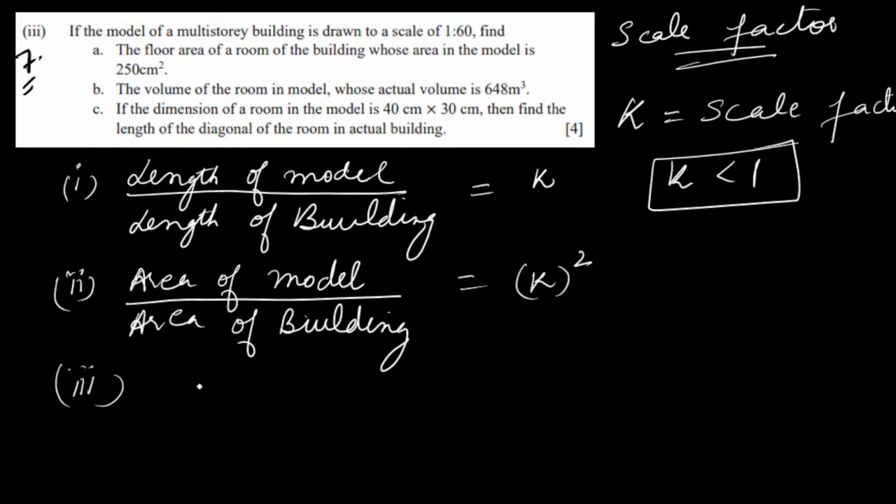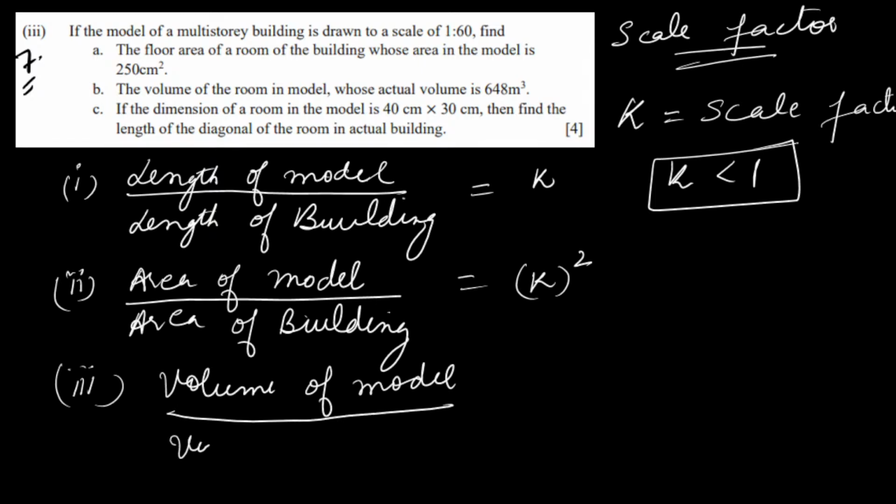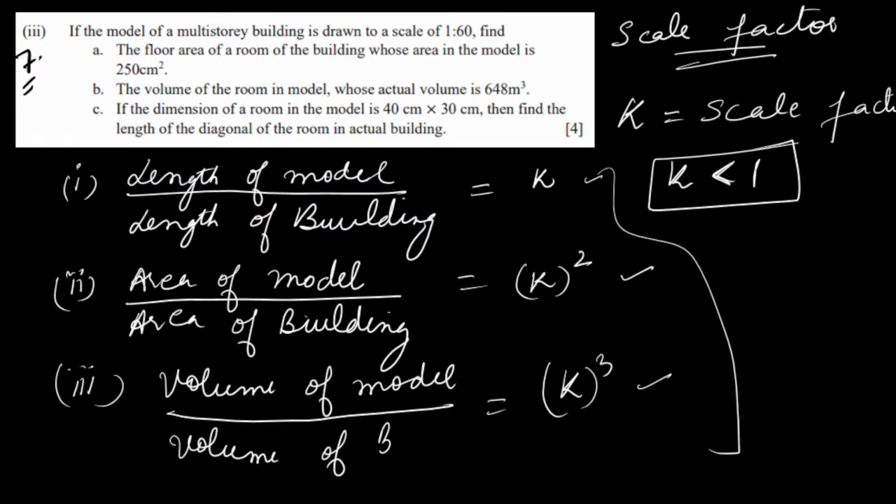Then the third one, volume of model by volume of building, or whatever actual thing is there. It depends on what is given to us in the question. This is equal to K cube. So basically if area is there, then square of scale factor; if volume is there, then cube of scale factor. If length is there, then just the scale factor. So you can just make a note, and the scale factor should always be less than 1. If it is greater than 1, then you have to write the reciprocal. So just make sure it is always less than 1.